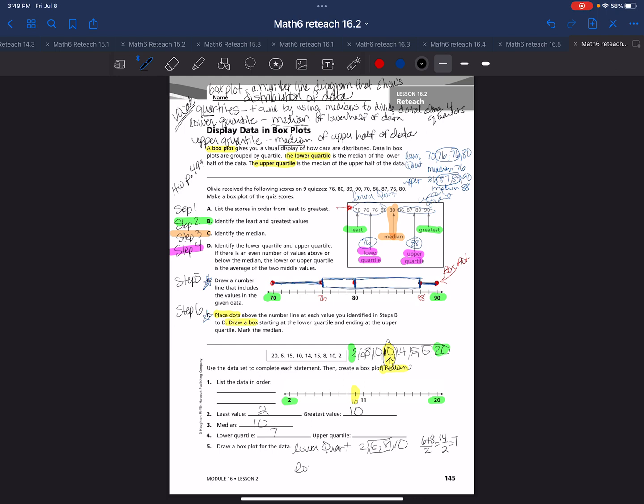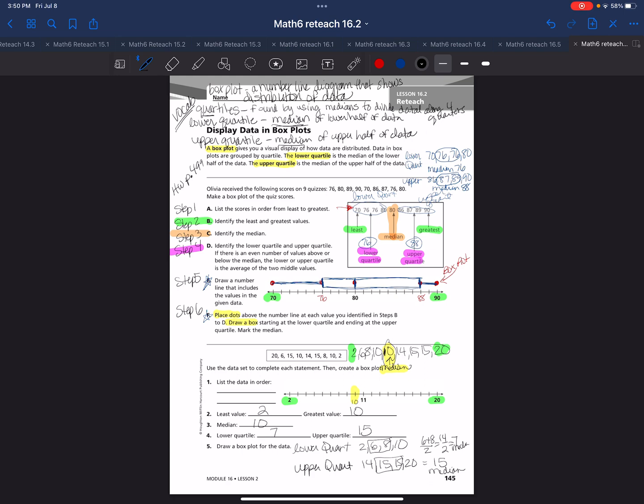And then I need to do the upper quartile. So for that, I need to take the values to the right of the median, which are 14, 15, 15, and 20. And I need to find out the median. So the median would be 15. So that's my upper quartile.